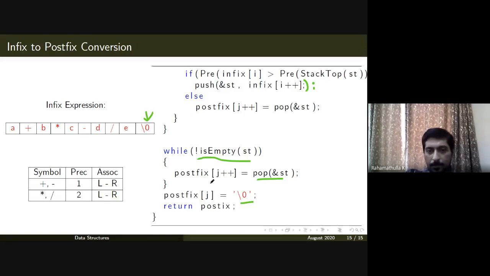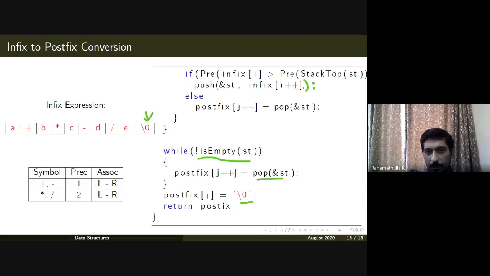Any questions? No? So that's all about infix to postfix conversion.